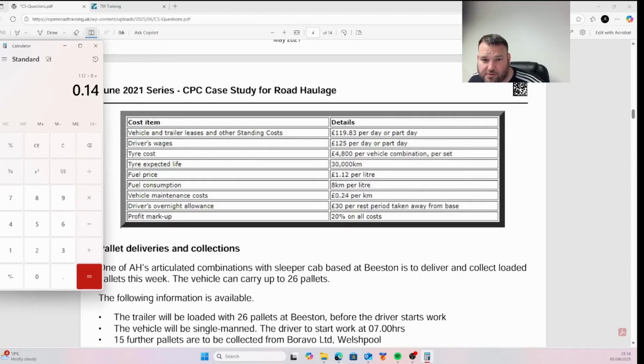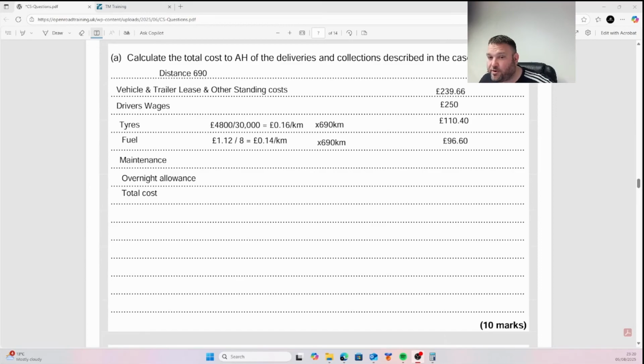Now remember, we started with £1, so that will be £0.14, and that is the cost per kilometre. Then we multiply that by the 690 figure, which is our total kilometres for that journey. So multiplied by 690 equals £96.60. So we've worked out the figure, but we do need to show our workings as well, as I said. So we have the £1.12 per litre divided by 8 gives us 14 pence per kilometre, multiplied by the distance gives us the total figure for the journey.